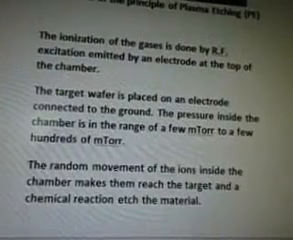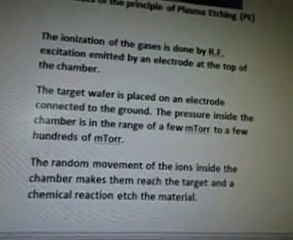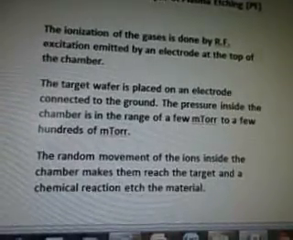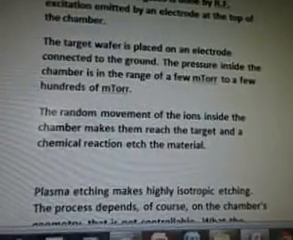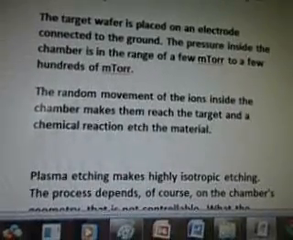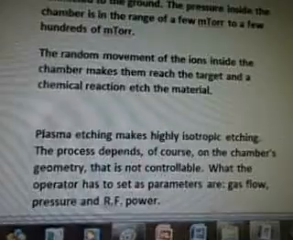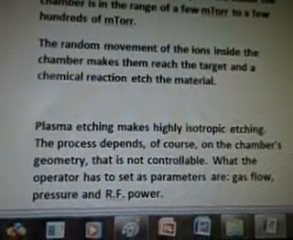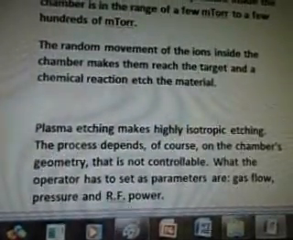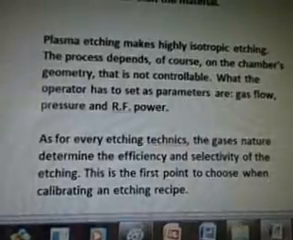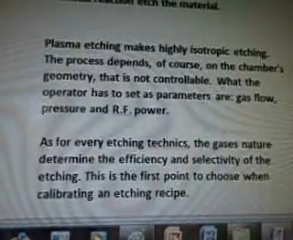The ionization of the gases is done by RF excitation emitted by the electrode at the top of the chamber. The target wafer is placed on an electrode connected to the ground. The pressure inside the chamber is in the range of a few mTorr to a few hundreds of mTorr. The random movements of the ions inside the chamber make them reach the target, and a chemical reaction etches this material.